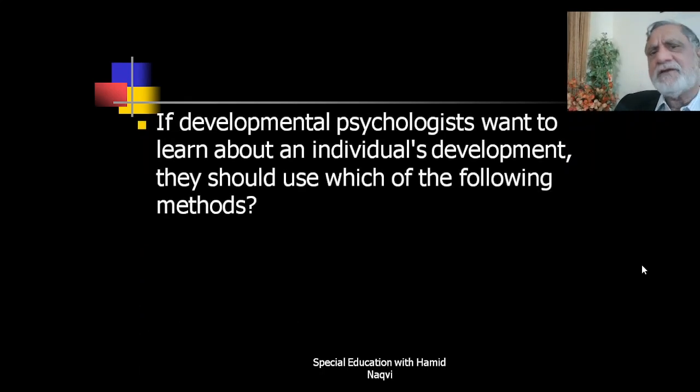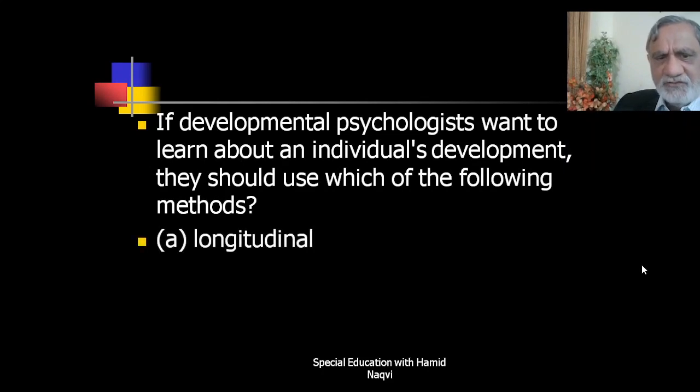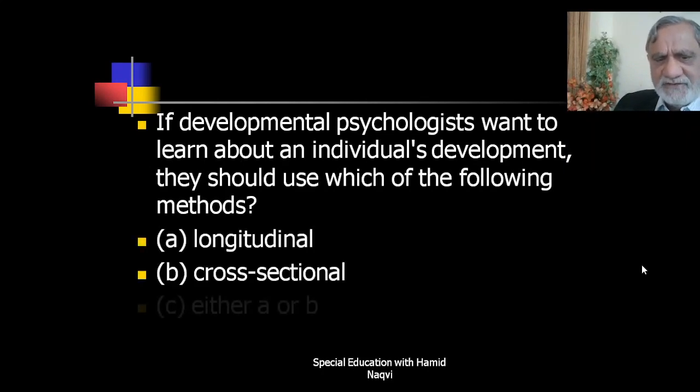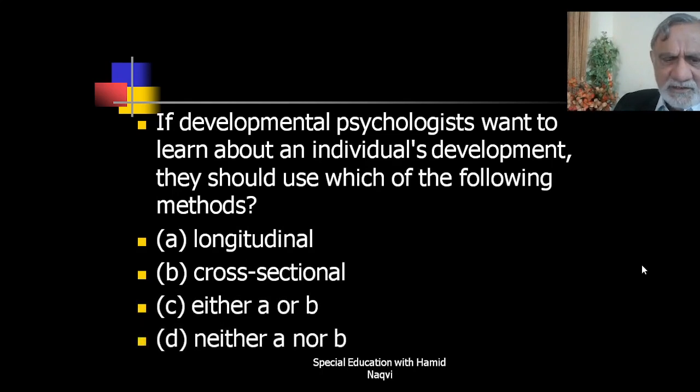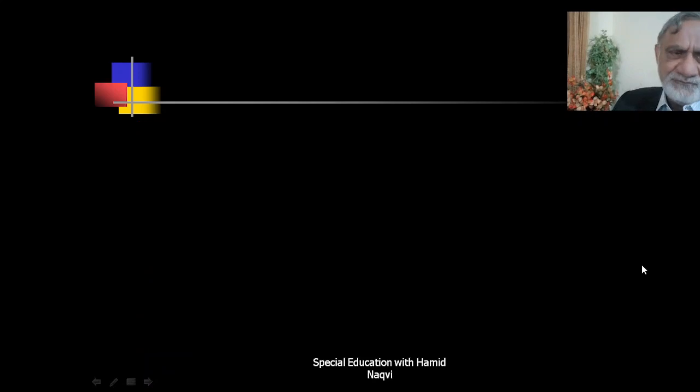If developmental psychologists want to learn about an individual's development, they should use which of the following methods? Longitudinal, cross sectional, either A or B, or neither A nor B. The correct one is A, that is longitudinal.